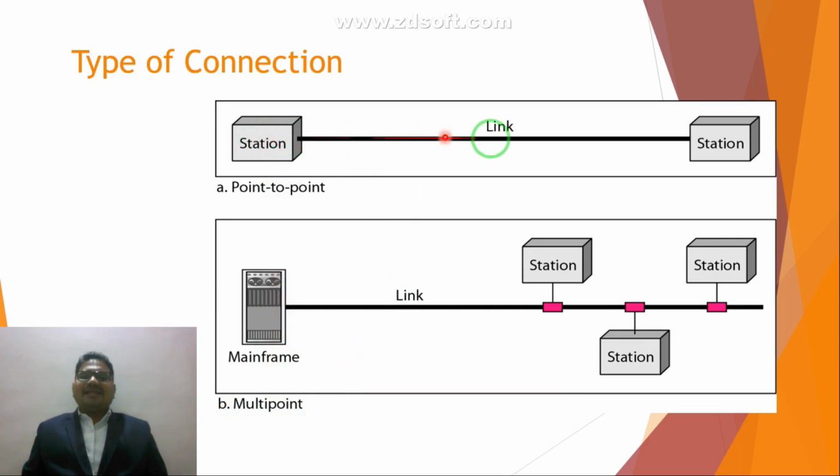Now, point-to-point connection means two stations are connected by a dedicated link. Dedicated means the entire traffic is going to travel through this link. No third station is going to utilize this link. That is point-to-point communication, right? And what is multi-point communication? The link is shared among different stations. You can see from the figure that three stations are going to use this common link.